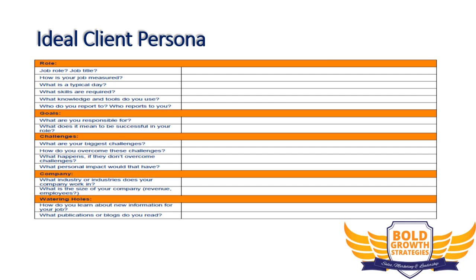Now here's an example of a business to business ideal client persona. And we're looking for job role, job title, how is their job measured, what's their day look like, where do they hang out, what skills do they have, what are their goals, what are their challenges, what type of companies do they work for, how many employees do they have, what industry are they in, what kind of revenue do they have, what kind of associations do they hang out in, what kind of information do they need for their job, what kind of publications are they reading, what kind of blogs do they read, what websites do they hang out on. So there's a lot more information that we could gain on our ideal clients that we could then go on to share with our networking group.